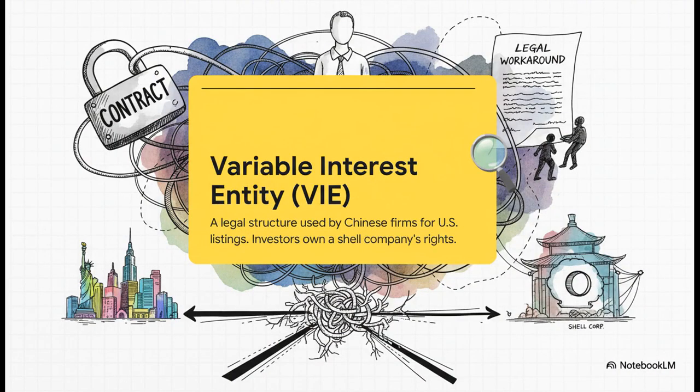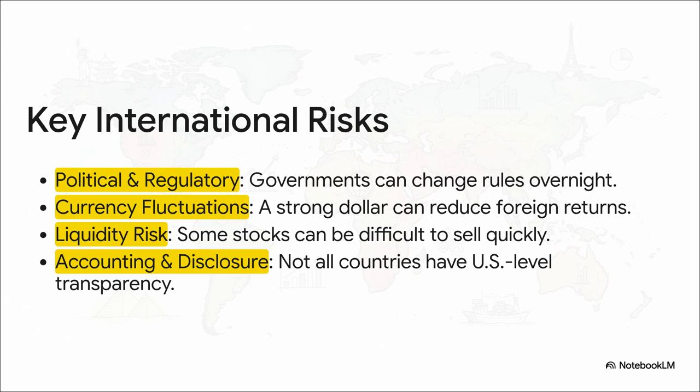And one of those key risks is something called the VIE structure. And this is critical to understand. When you buy many US-listed Chinese stocks, you don't actually own a piece of the company itself. What you own is a shell company that has a contract with the real company. It's a legal workaround that carries its own unique risks. So beyond China, these are the main risks you've got to be aware of. But the key here isn't to be scared of them, it's to manage them. And the absolute best way to do that is through broad diversification, spreading your money across tons of different countries and companies so no single risk can sink your portfolio.